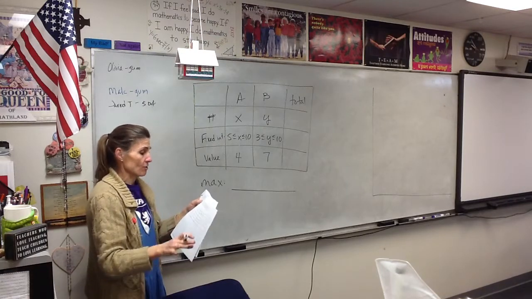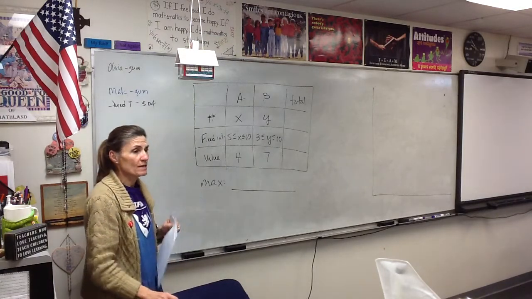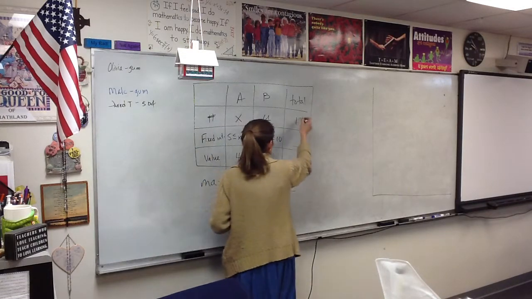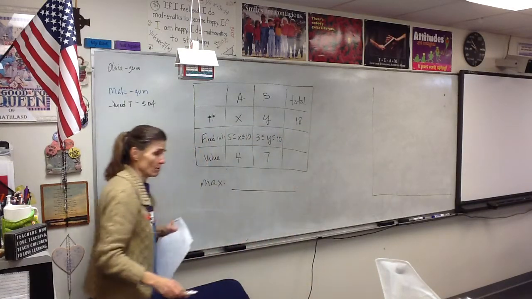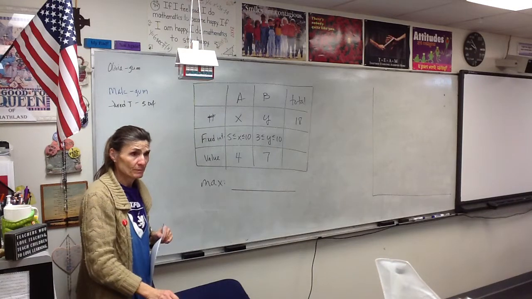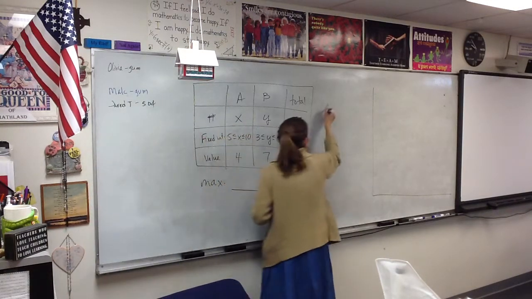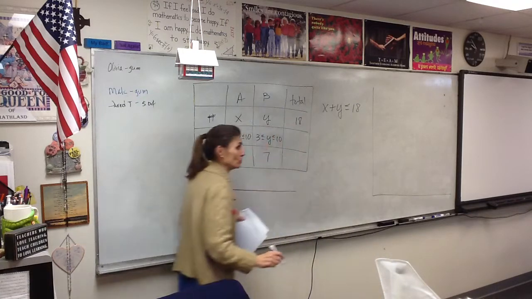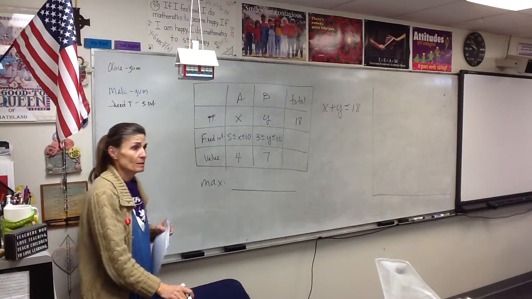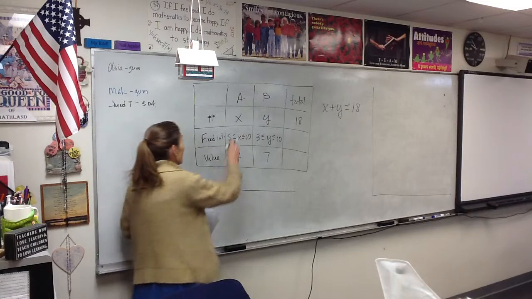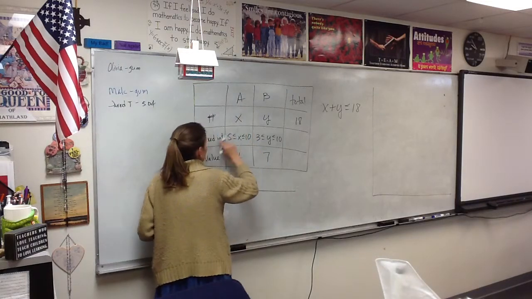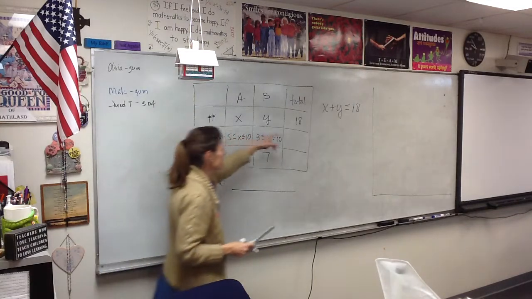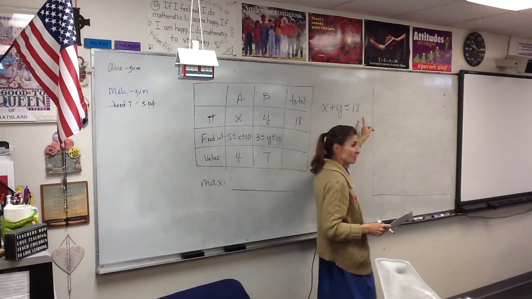All together, you can do no more than 18 questions. So these plus these have to be no more than 18. So one of your equations is x plus y has to be less than or equal to 18. Remember, x is the number of A questions, y is the number of B questions. All together, that has to be less than or equal to 18.